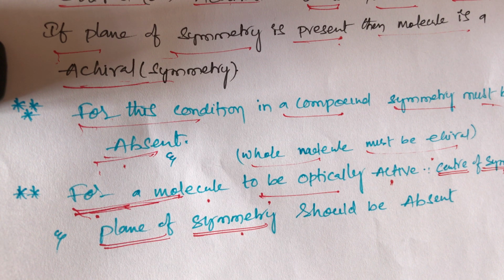These are very important, students. So this is the condition for optical activity: if more than one chiral center is there, the compound should be absent of center of symmetry and plane of symmetry. This is very, very important. In the absence of center of symmetry and plane of symmetry, that compound will show optical activity.